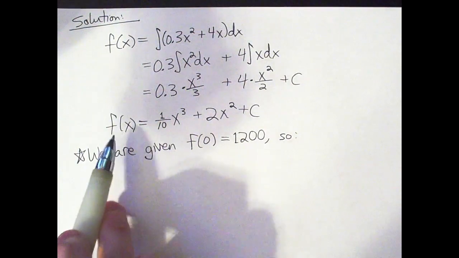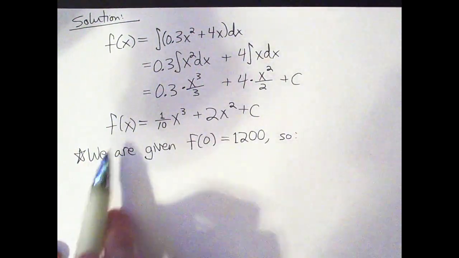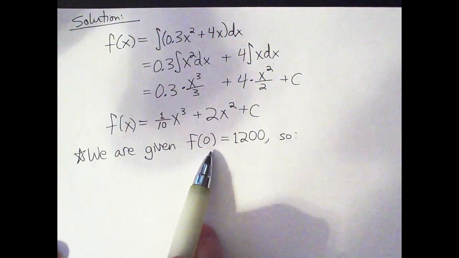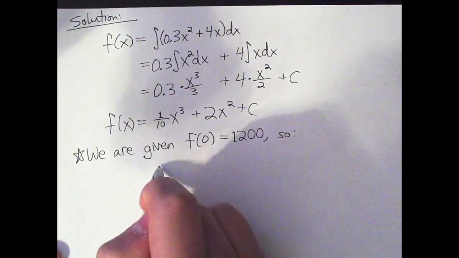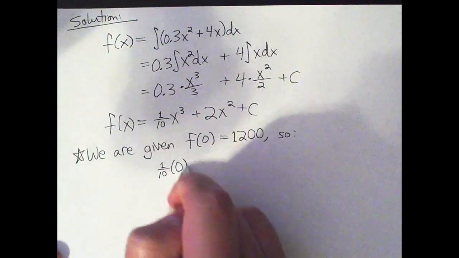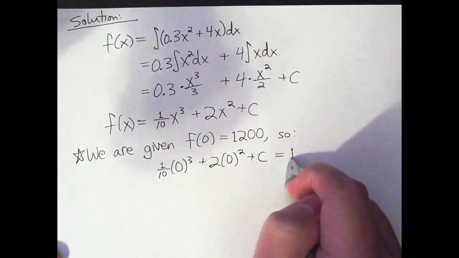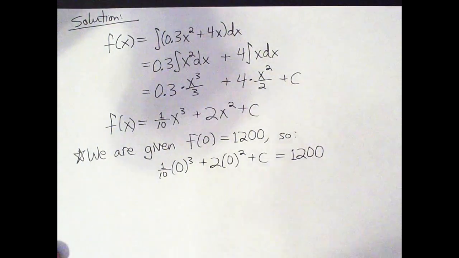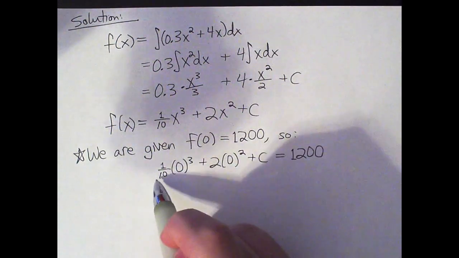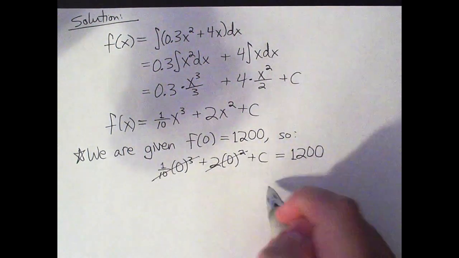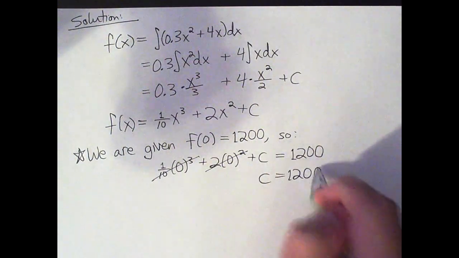Basically, we're going to put this into the answer that we found. We found f of x. The problem gave us f of 0. So let's say 1/10 times 0 cubed plus 2 times 0 squared plus c. All of that is supposed to equal 1,200. So I said before we did this problem that certain problems are going to let us solve for a specific value of c. And look what's happening here. We just got c equals 1,200 because that other stuff canceled away.